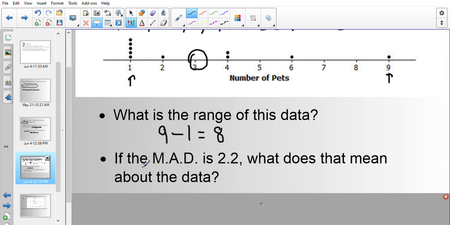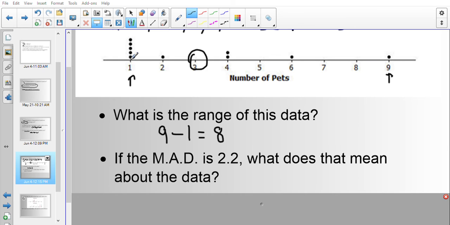Lastly, if the MAD is 2.2, what does that mean about the data? What it means is, on average, the points are 2.2 units away from the mean, or 3. Okay? Looking at the dot plot, do you think the data is spread out a lot or a little? To me, I would say that this data looks pretty spread out. All right? The MAD of 2.2 is more than 1/4 of the whole range of 8. Okay? So remember, the MAD is 2.2.